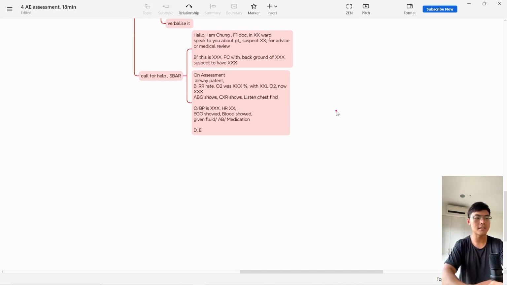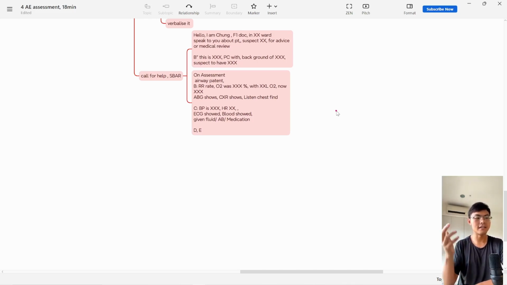A for assessment. So the A to E assessment. You tell them the actual figures of the observations. So airway was patent, respiratory rate was 32, very high. Oxygen saturation was 88%. Oh no, he has COPD. So, yeah, let's say 84%. But now on oxygen of 5 liters, he's 88%. ABG shows this, chest X-ray shows consolidation somewhere. And when I listen to the chest, there are fine basal crackles.